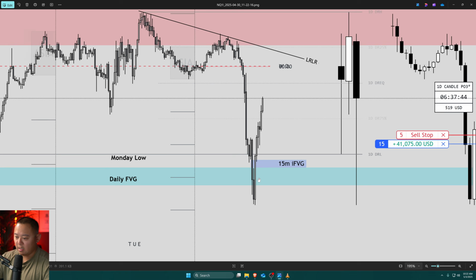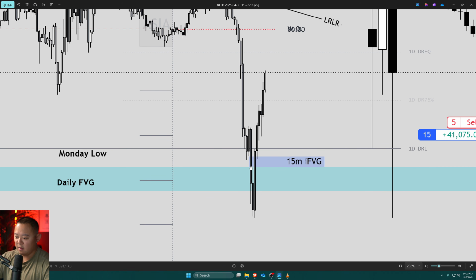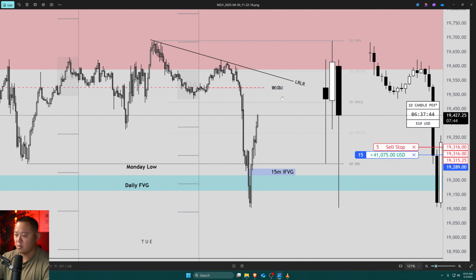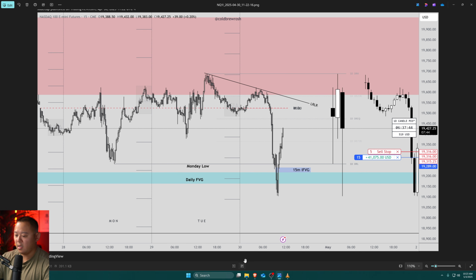So what I'm looking at is this 15-minute inverted fair value gap. After we purge, after we trade into that daily fair value gap, this next candle inverts it. And then when we get another run higher, that's when I entered, with the expectation that we're going to start trading again towards this weekly open, maybe take out the low resistance liquidity, and then eventually trade higher.